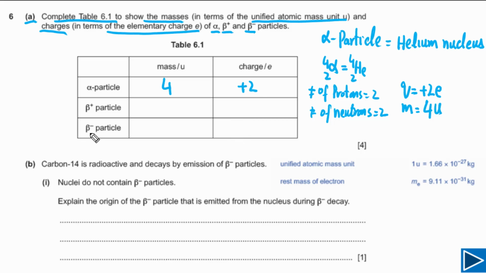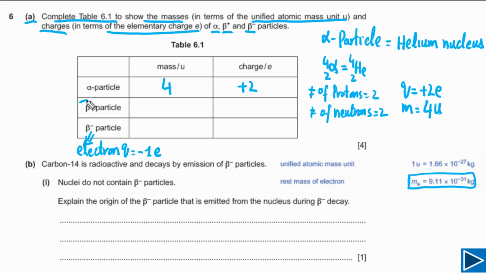Let's move on to beta particle. Beta particle, in fact, is an electron. So simply we can write down beta particle is electron, and the mass of electron is this one. So this is the mass of electron, and the charge on electron is simply minus 1e. So this is the charge on electron.